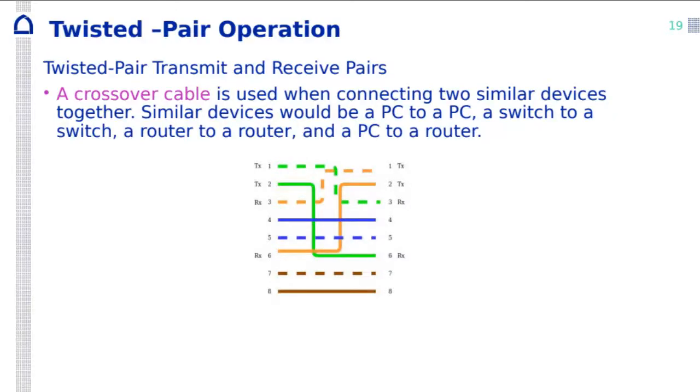So a crossover cable is used when connecting two similar devices, such as PC to PC, switch to switch, router to router, and a PC to a router.